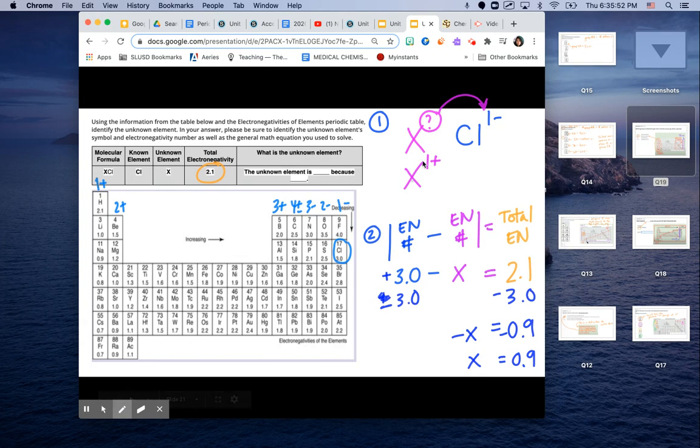right? So if I know that X has to have a charge of plus 1 and it's got to be 0.9, I'm going to look in just the plus 1 column, looking for 0.9, and oh my gosh, it's Na. So my correct answer is going to be Na, sodium.